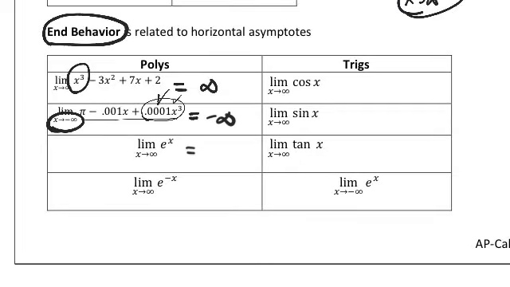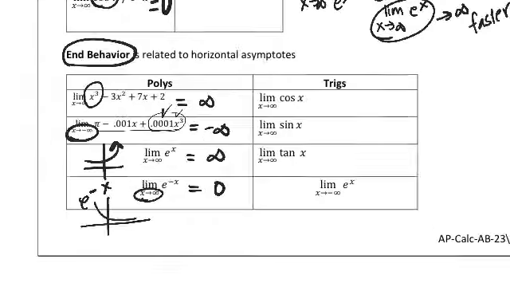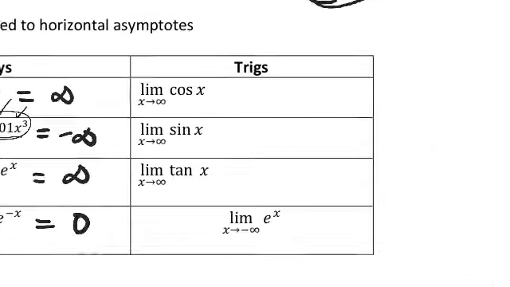E to the x we talked about as you go to infinity, right? This guy goes to infinity. E to the negative x, we talked about that as well. This is e to the negative x. As you go to infinity, this guy goes to 0, right? So this is really end behavior. I'm repeating myself a little bit with the exponentials, but you just want to make sure that you recognize that horizontal asymptotes and end behavior are related.